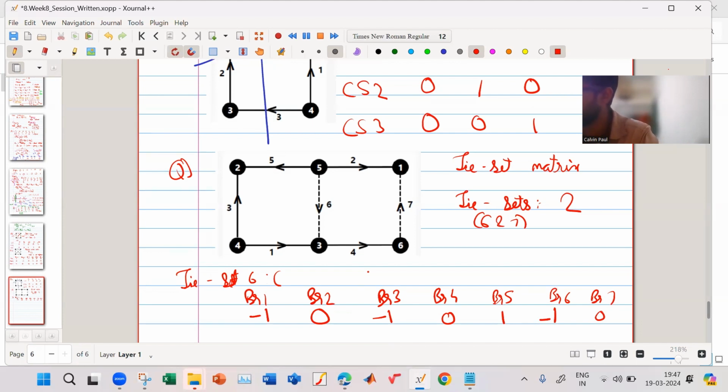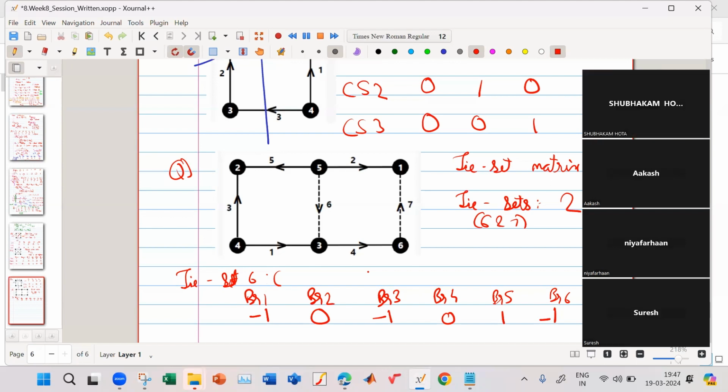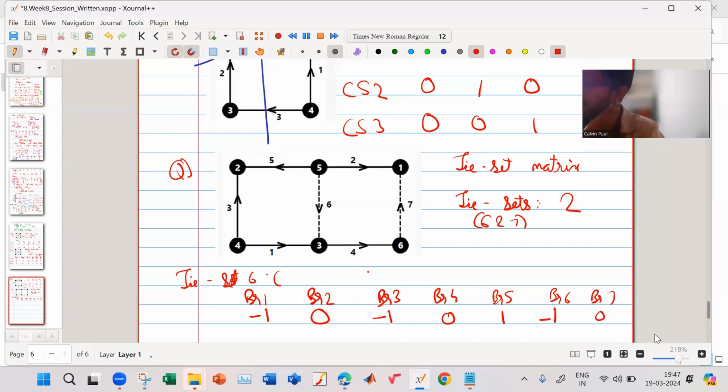Sir, I took anti-clockwise as a reference direction. Why? Sir, branch 3 will be +1, sir. No, let him answer. I took anti-clockwise as a reference, just as we do in KVL. Then I did the same. Okay. So your tie set is formed by which is the thing which is forming your tie set.